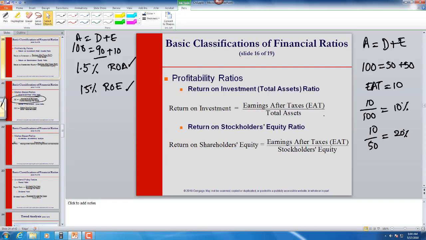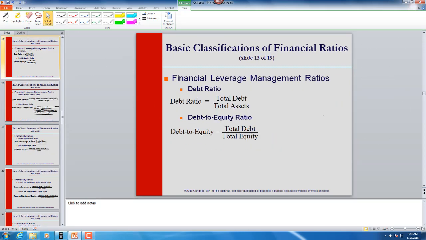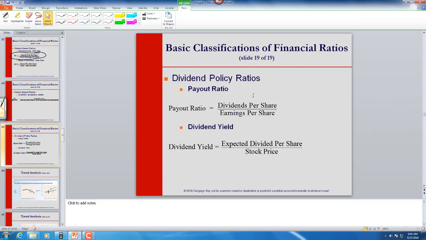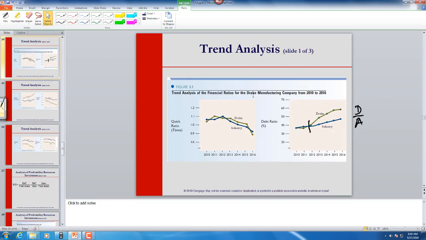Now let's go back up here. Where is the leverage ratio? Debt ratio is total debt by total assets. That's the one we are talking about. Now if you look at Drake, they already got less than 50% of their assets financed with equity. That means they're in some trouble. You got to understand that they are in some trouble.